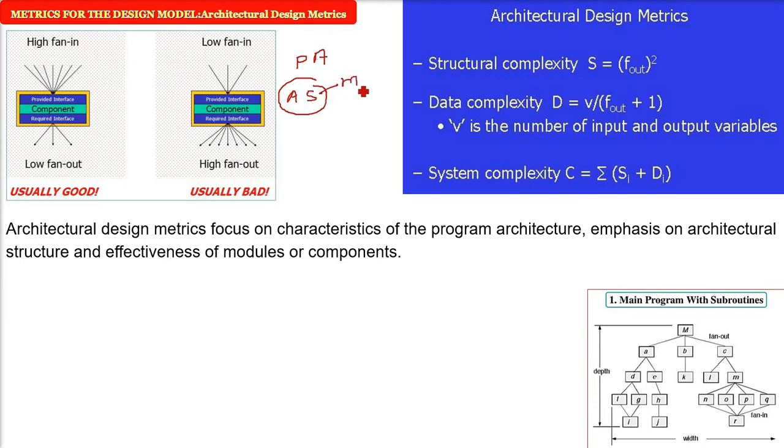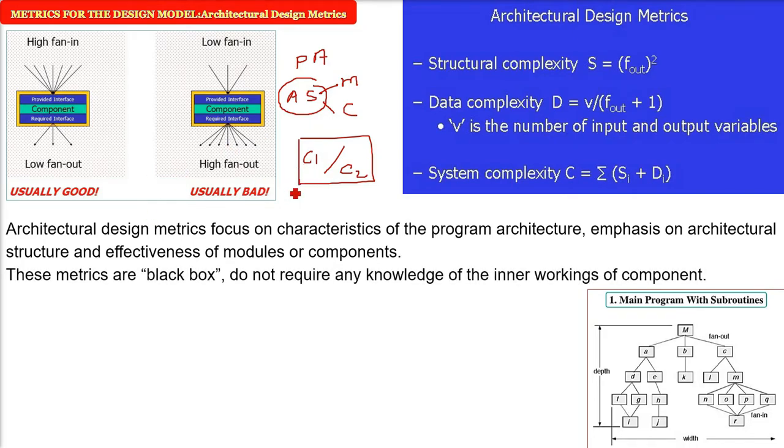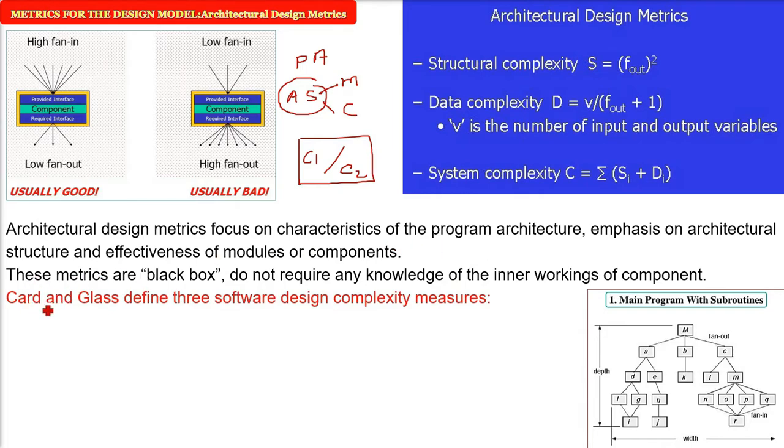You know that the architecture is what? The overall structure of the software. And design is the total conversion of requirements so that they can be converted to the actual code. So these things need some numbers, to tell whether we have made a good architectural design or not. The metrics which we are going to discuss are black box. We don't go into the detail or have any knowledge of the inner working.